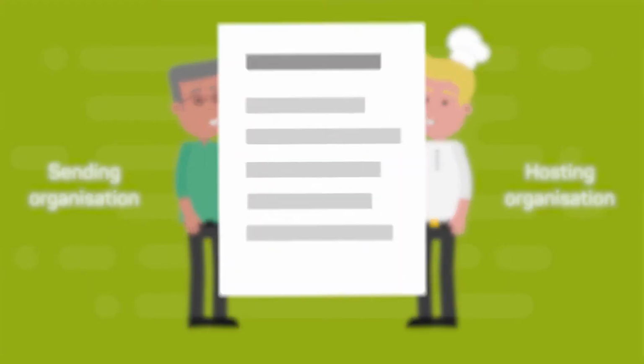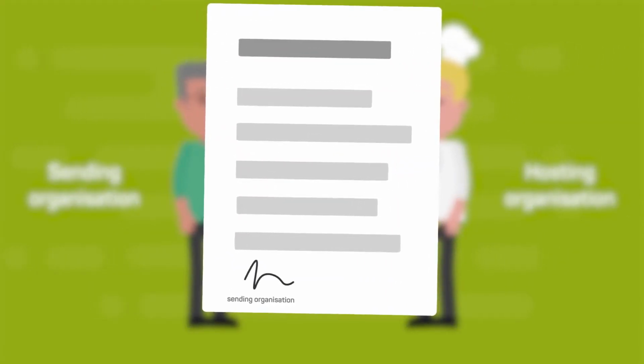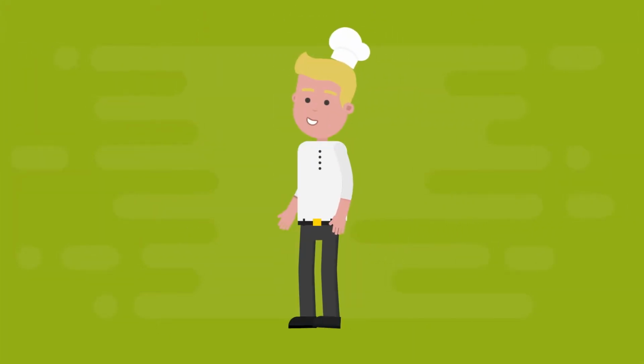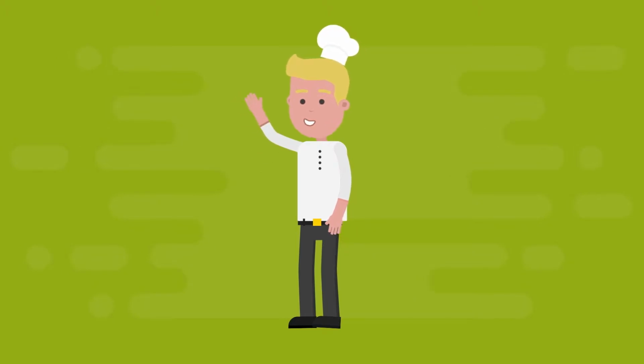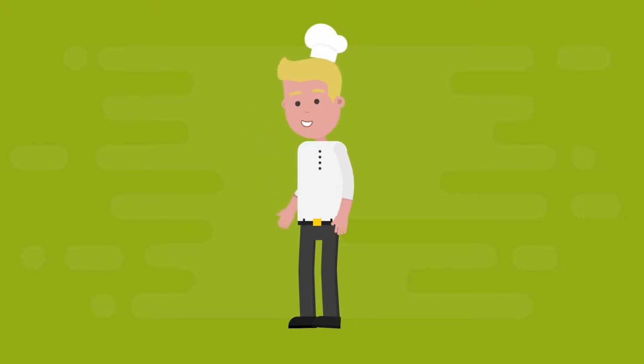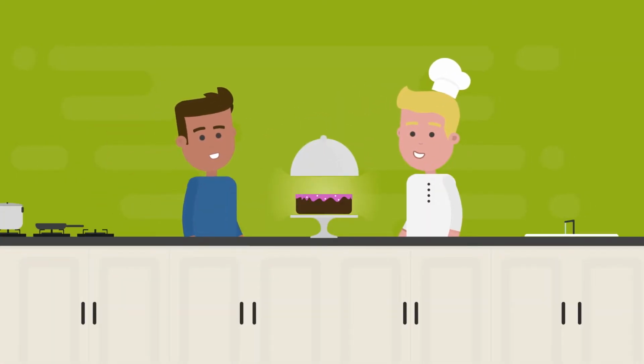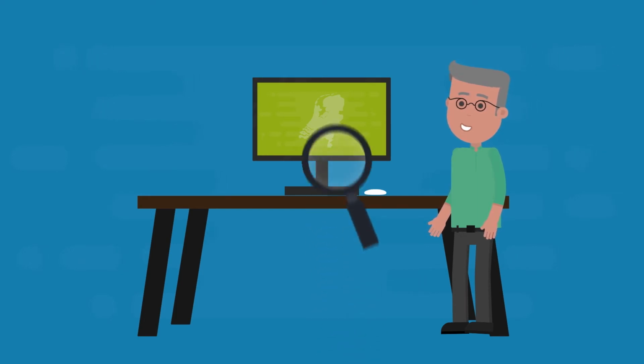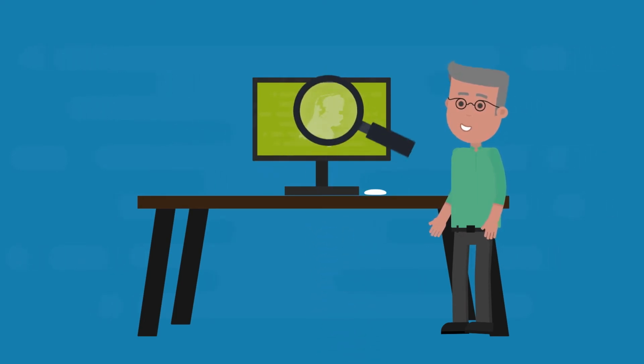The learning agreement is signed by the sending organisation, the host organisation, and by Mark. The chef of Restaurant B is Mark's tutor during his internship, and he is responsible for the coaching and guiding of Mark. The tutor helps the trainee in achieving the learning outcomes. The mobility coordinator of the sending organisation monitors Mark during his internship.